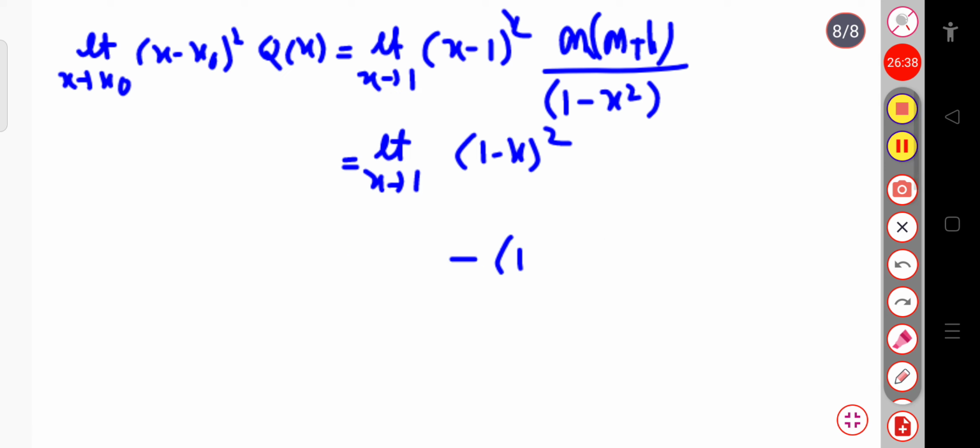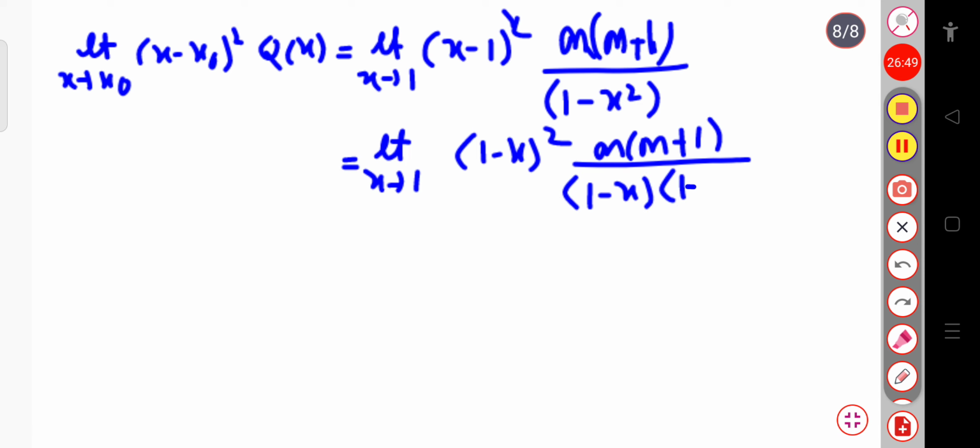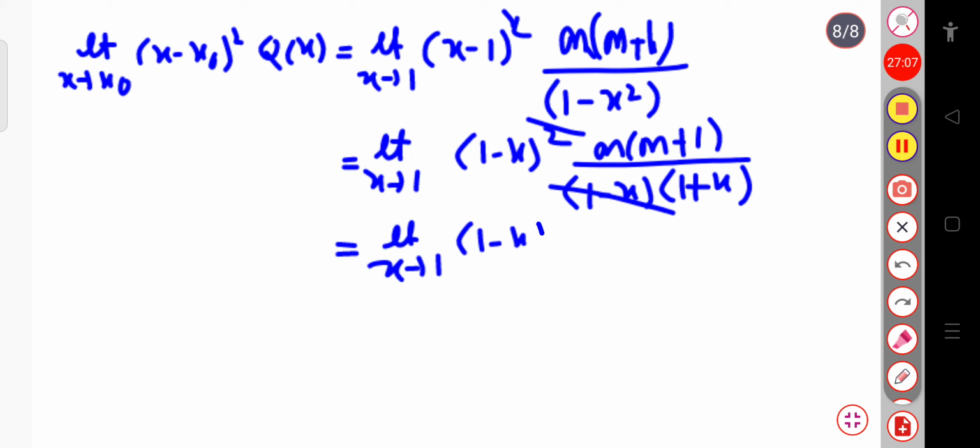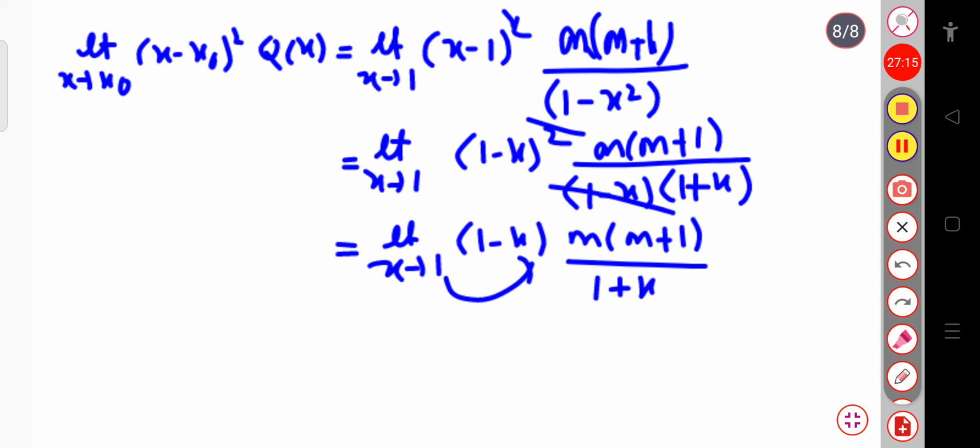Okay. And here m into m plus 1 remains as it is, divided by 1 minus x square, which means 1 minus x into 1 plus x. A plus b into a minus b is equal to a square minus b square. So now 1 minus x in the denominator and 1 minus x in the numerator get cancelled. Then this is equal to limit x tends to 1 of minus x into m into m plus 1 divided by 1 plus x. Now if you put x equal to 1, then 1 minus 1 is equal to 0. So simply this value is equal to 0.